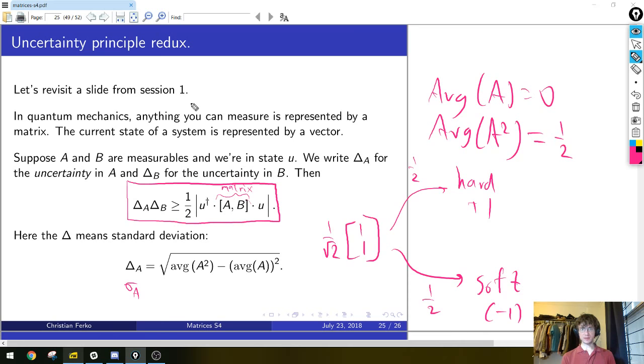This is the statement of the uncertainty principle. It's really all about non-commuting matrices.